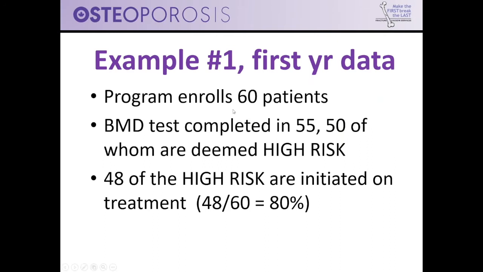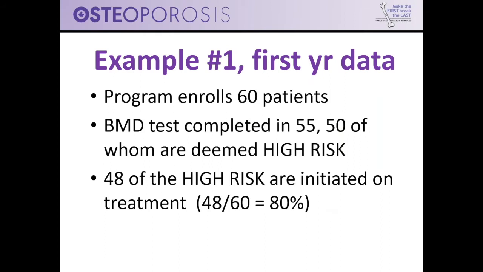In its first year, it's identified 60 fragility fracture patients. They managed to get 55 to go for the bone density test. Of those 55, 50 are deemed to be high risk and in need of treatment. And the FLS was able to get 48 out of those 50 started on treatment. So they claim that 48 out of 60 patients are on treatment, so they're 80% effective.